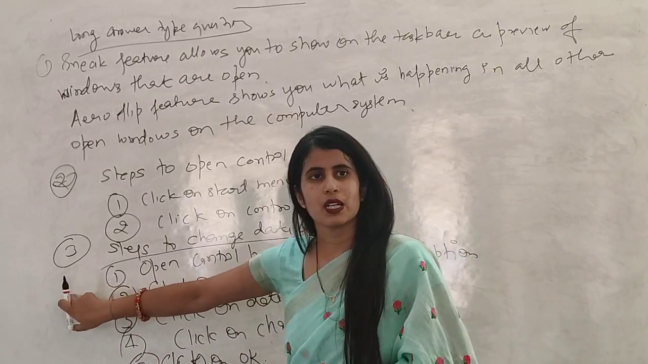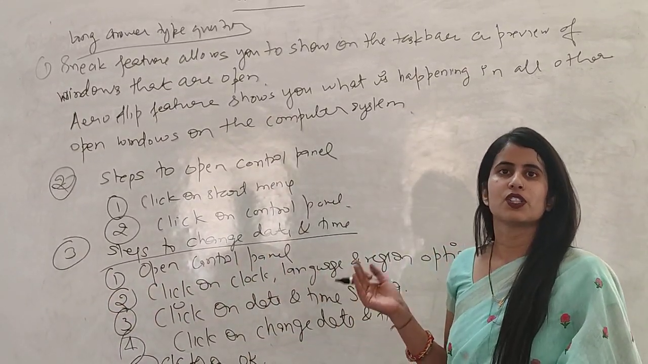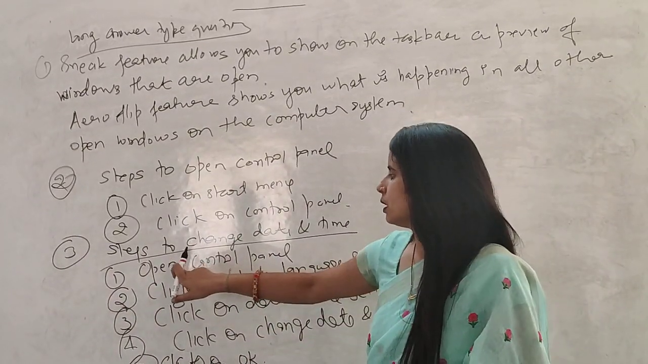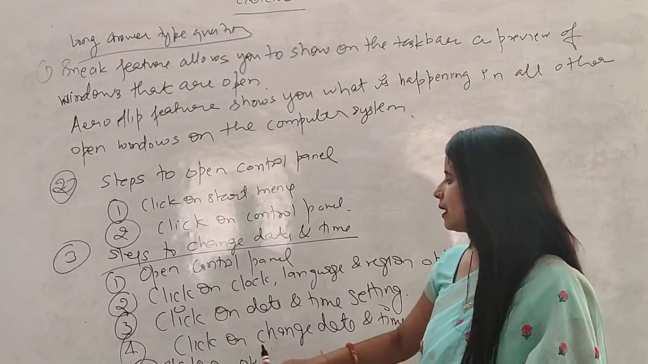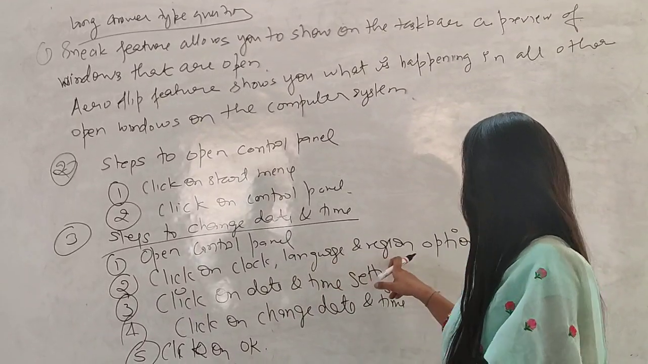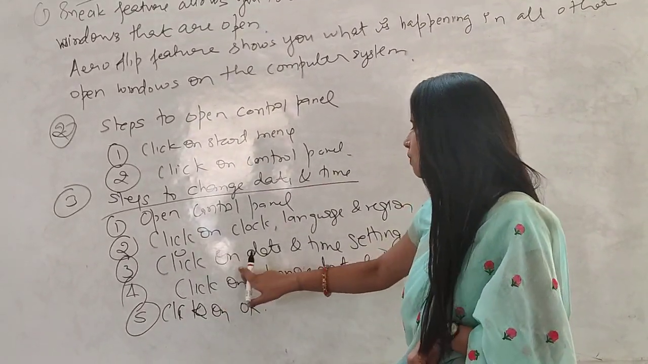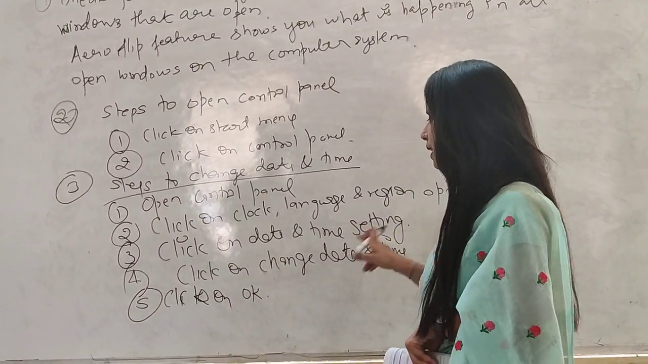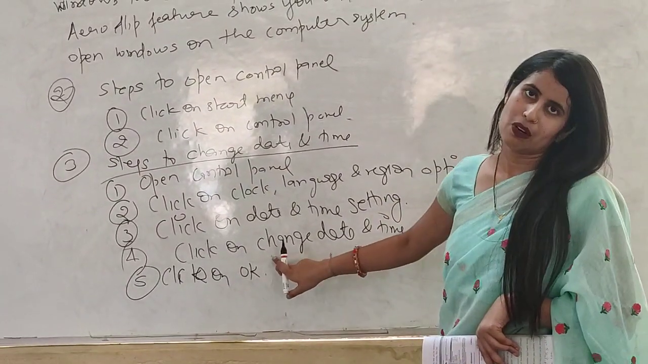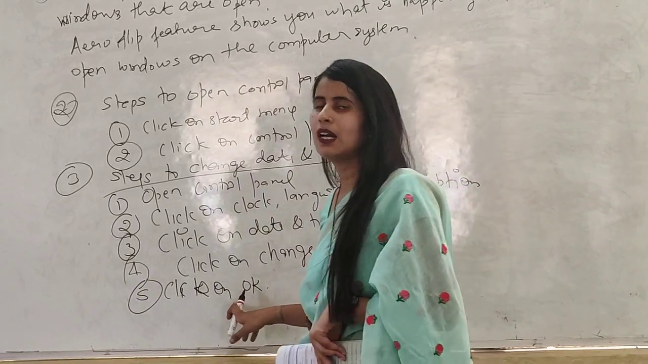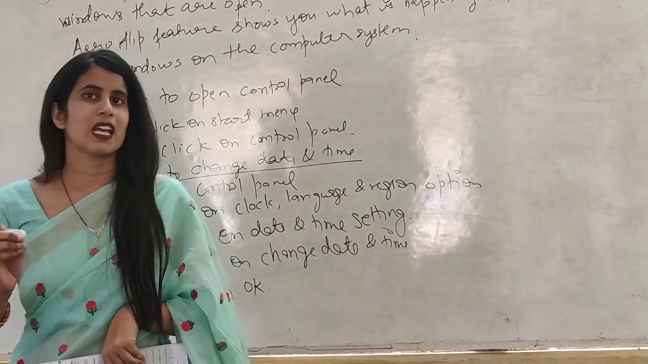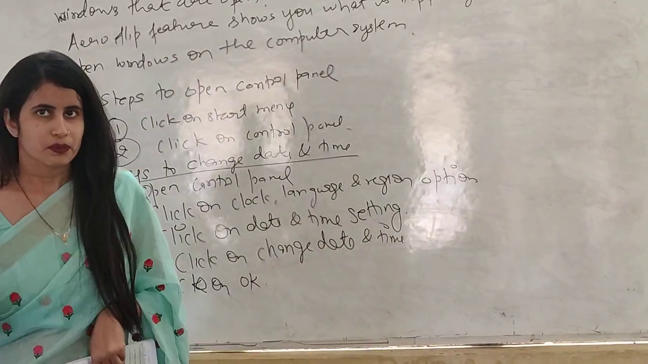Third question is, write steps to change date and time. So you will write the steps. At first you will open control panel, then you will click on clock language and region option, and then you will click on date and time setting, and then you will click on change date and time. You will change the time, and then you will set the updated date and time and click on OK.